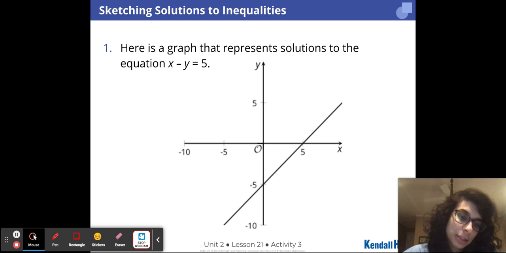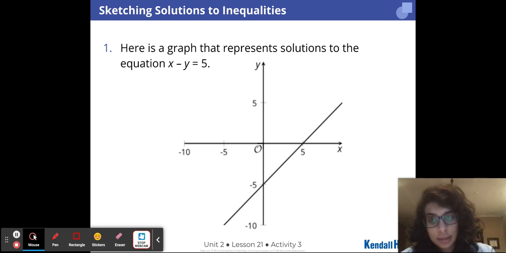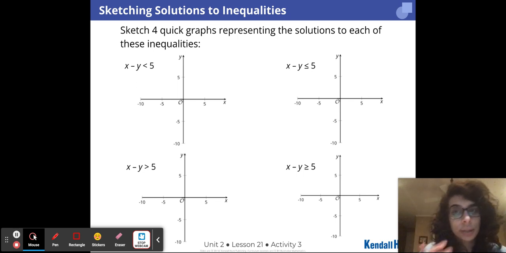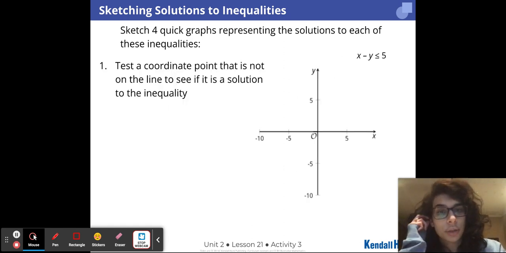If you need to go back to lessons 10 and 11, make sure you do. Let's talk about what it means to represent an inequality. So I give you 4 inequalities here. I gave you the line, or the borderline, for what your solutions to each of those inequalities represent. So I will give you one of them.